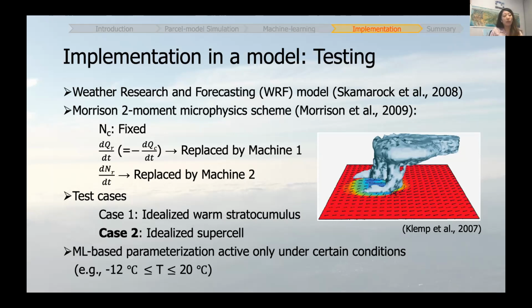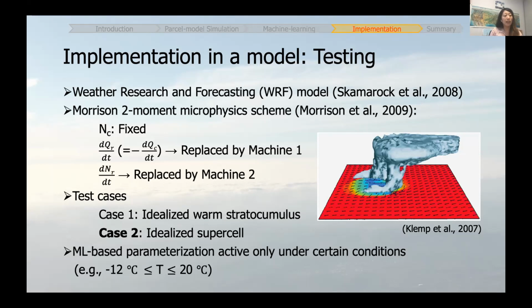and the very default version where cloud droplet number concentration was fixed, whereas dQR/dt, change in rain production rate in terms of mass, and dNR/dt in terms of number, were replaced by the trained machine number 1 and trained machine number 2. And so the test cases that we looked at, there are 2 cases.